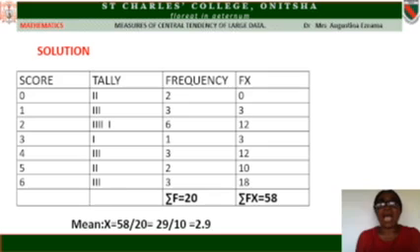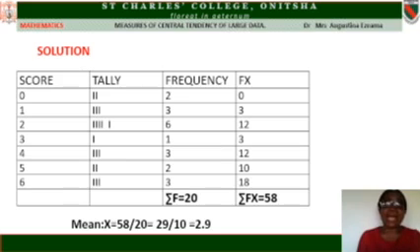Now fx means use the score to multiply the frequency. So you have 0 times 2, which is 0. 1 times 3 is 3. 2 times 6 is 12. 3 times 1 is 3. 4 times 3 is 12. 5 times 2 is 10. And 6 times 3 gives you 18.